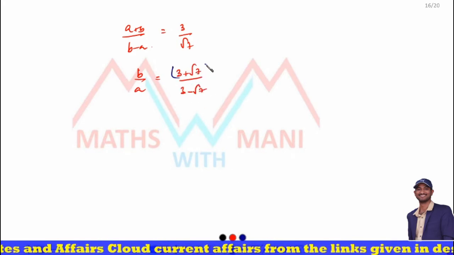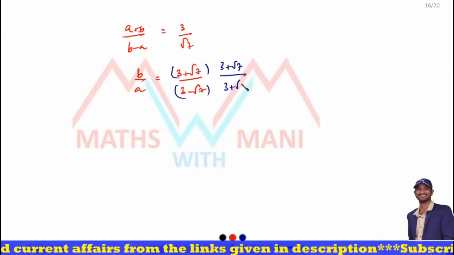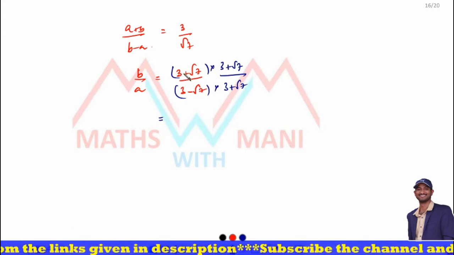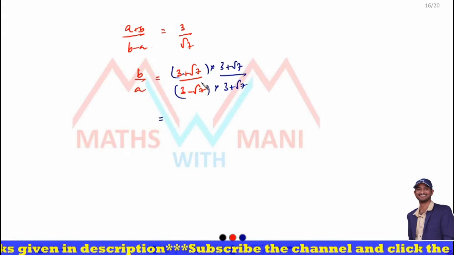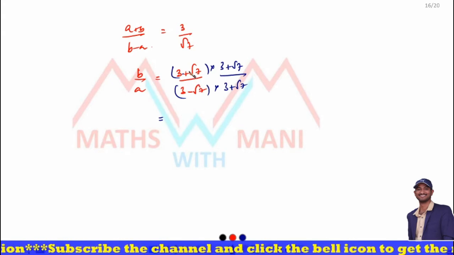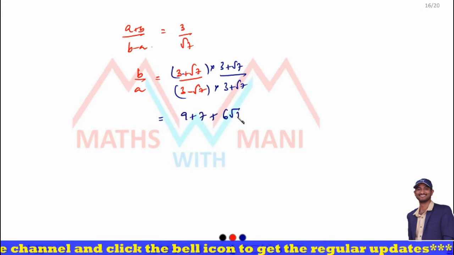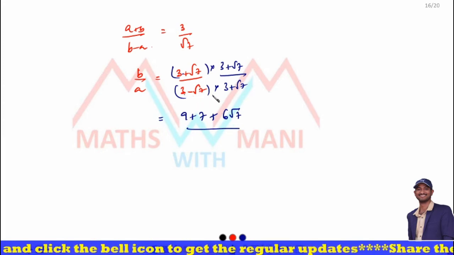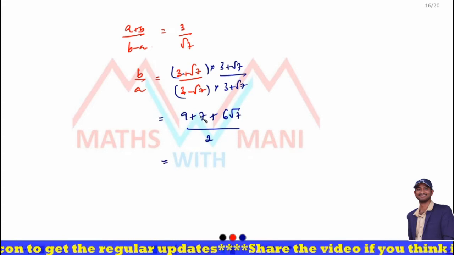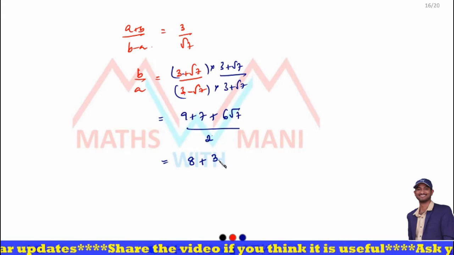So rationalize both the terms. Multiply and divide with 3 plus root 7, that is the rationalizing factor. 3 plus root 7 times 3 plus root 7 is (3 plus root 7) whole square. Using the (a plus b) whole square formula: 3 square 9 plus 7 plus 2 into 3 into root 7, that is 6 root 7, divided by (a minus b) into (a plus b), that is a square minus b square, 9 minus 7, 2. 9 plus 7 is 16, 16 by 2 is 8, 6 by 2 is 3 root 7.